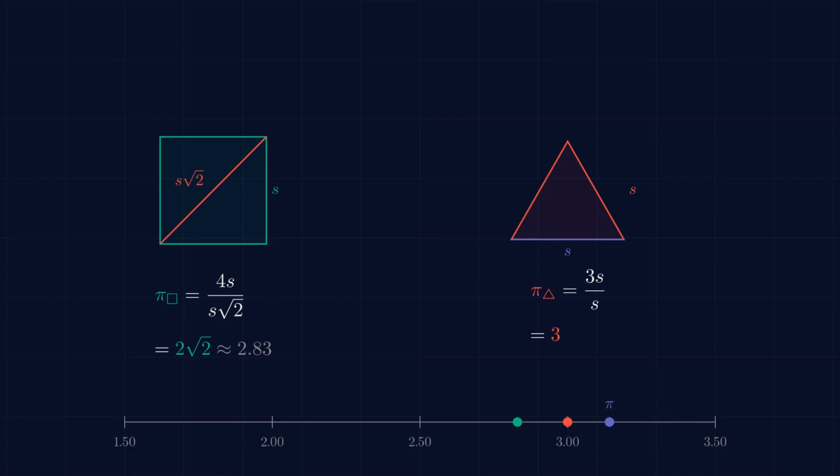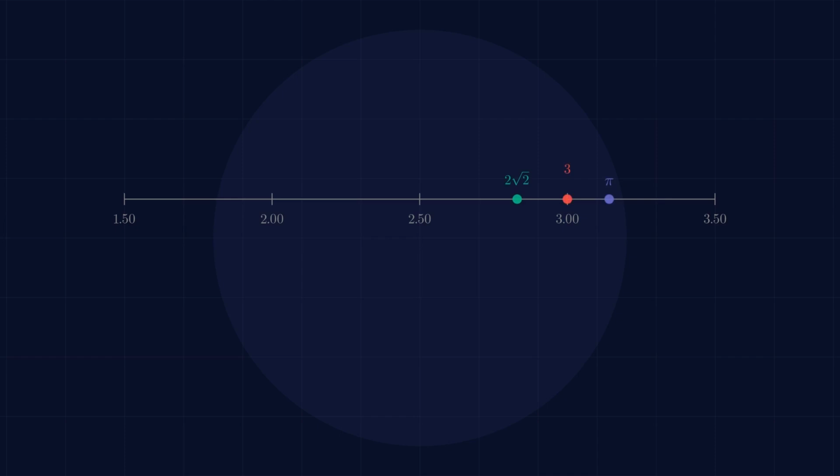Now pause and think about this. We've seen 2.83 for a square, 3 for a triangle. Can this ratio ever drop below 2? Can it ever exceed the real pi? See if you can figure out why or why not.